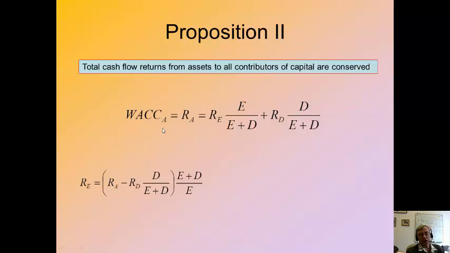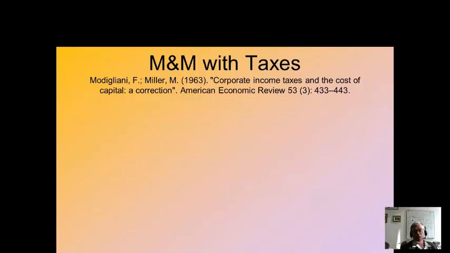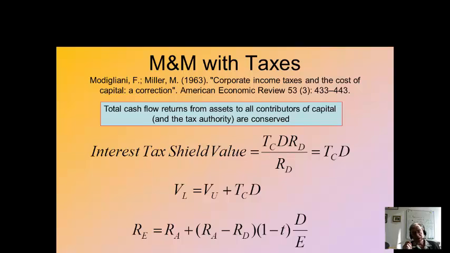Solving the weighted average cost of capital formula for the cost of equity, we find that the cost of equity is equal to the return on assets plus the spread between the return on assets and the return on debt times the debt-equity ratio. The paper caused a certain amount of controversy. Particularly, people pointed out that Modigliani and Miller had ignored taxes, so in 1963 they published an amendment to their paper.